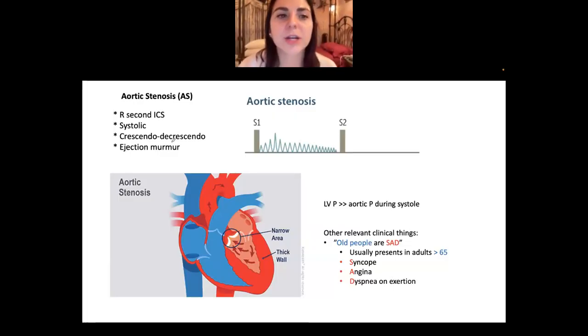But the crescendo, decrescendo is talking about how loud it sounds during systole. So remember, systole is between S1 and S2. That's going to be your lub dub. The aortic stenosis murmur occurs between the lub and the dub, basically. And crescendo, decrescendo means it gets louder and then it gets quieter.